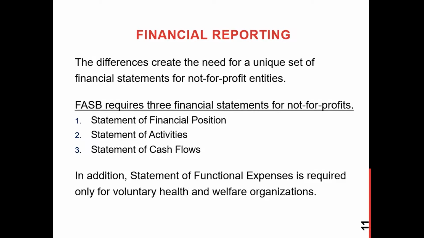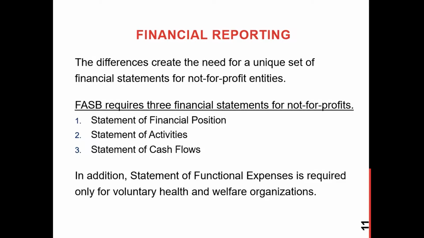So FASB actually requires three financial statements, just like the for-profit businesses. One is the statement of financial position, and this statement of financial position is pretty much like a balance sheet, because it reports their assets, liabilities, and net assets. So net assets is a kind of owner's equity. For-profit business, we show the owner's equity portion, right? On your balance sheet, you show all assets on one side, and then liabilities, and then owner's equity. But the difference between their assets and liabilities, they call net assets.